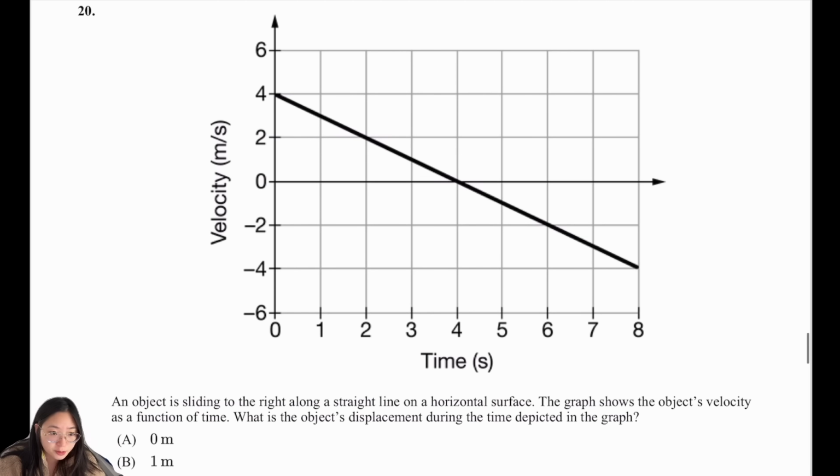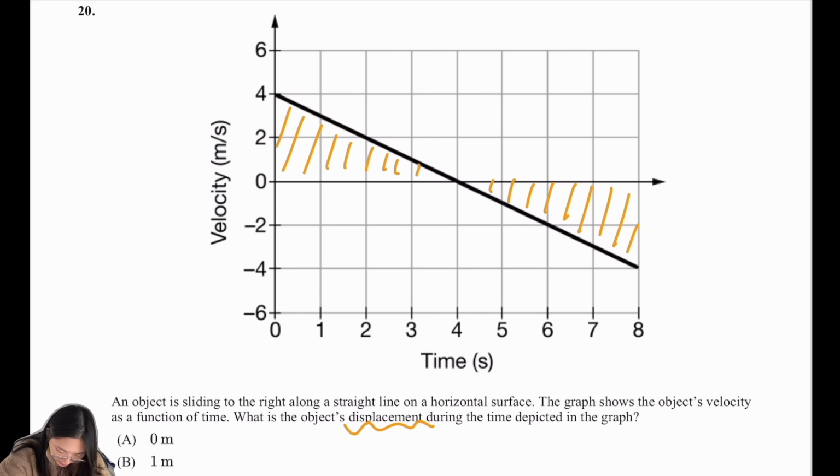And next, question number 20. An object is sliding to the right along a straight line on a horizontal surface. The graph shows the object's velocity as a function of time. What is the object's displacement during the time depicted in the graph? Okay, so again, the displacement is represented by the area under the velocity-time graph. And remember that if it's above the x-axis, then it's positive. If it's below the axis, then it is negative.